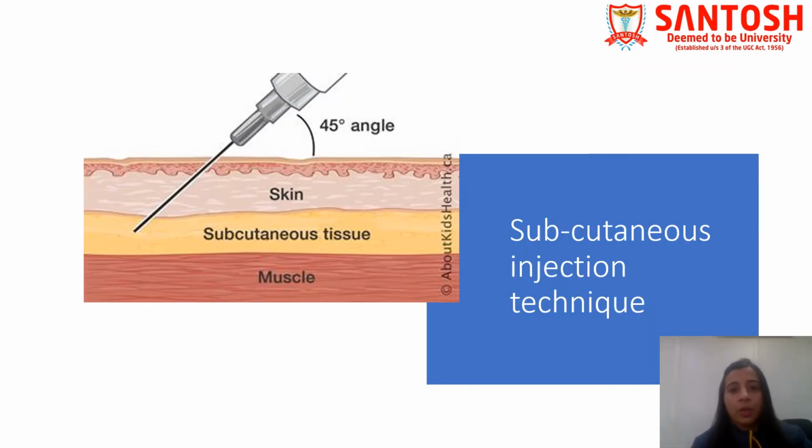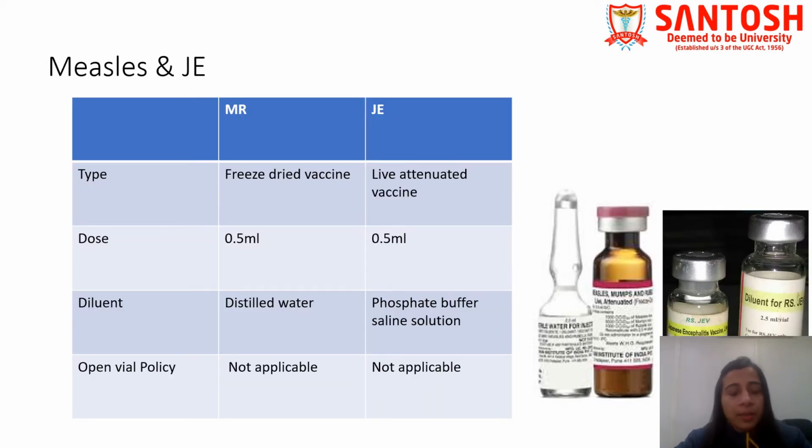So now we will talk about the subcutaneous injection technique, and as you can see in the figure, the needle and the syringe should be at around a 45-degree angle from the skin. The two vaccines that are given subcutaneously are measles and JE vaccine. Measles is a freeze-dried vaccine while JE is a live attenuated vaccine. The dose for both is 0.5 ml, and the diluent for measles is distilled water while for JE it is phosphate buffer saline solution, and open vial policy is not applicable to either of these.